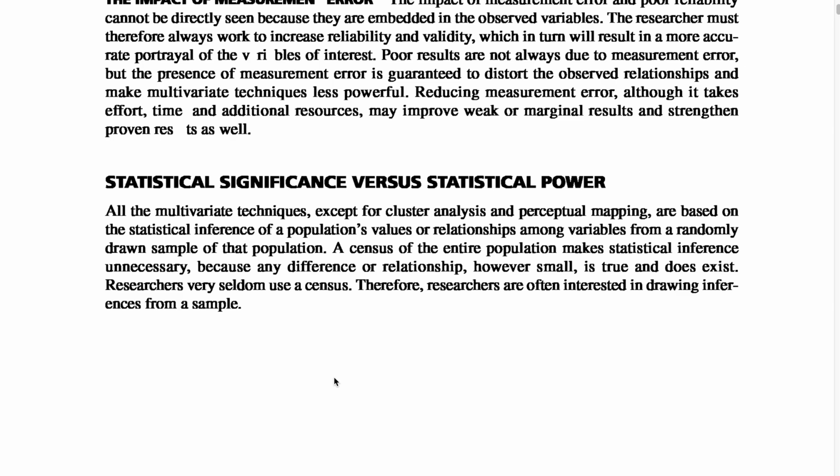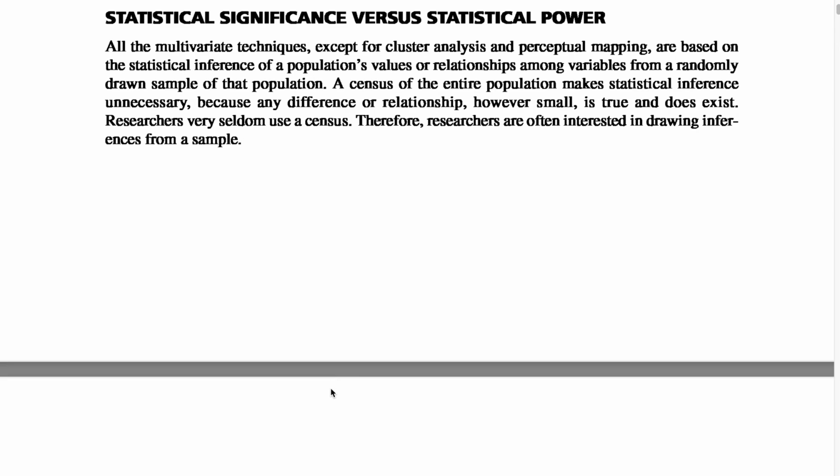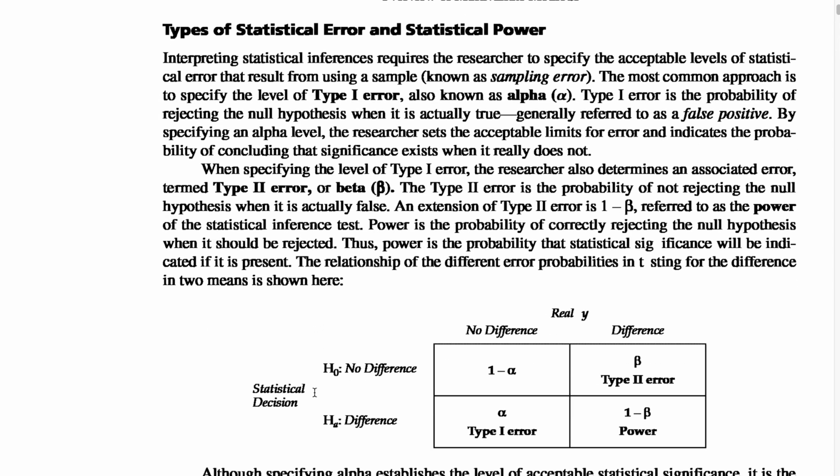Let's talk about statistical significance versus statistical power. All the multivariate techniques except for cluster analysis and perceptual mapping are based on statistical inference of population values or relationships among variables from a randomly drawn sample of the population. If the entire population is assumed, statistical inference is unnecessary because any differences or relationships, however small, are true and do exist. Researchers very seldom use censuses. Therefore, researchers are often interested in drawing inferences from a sample. Types of statistical error and statistical power.